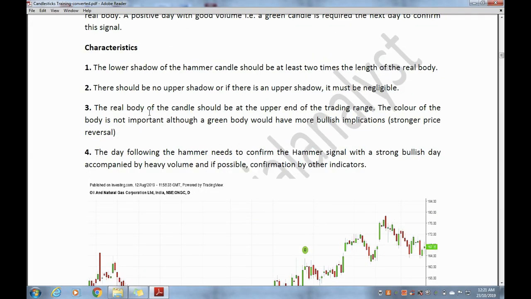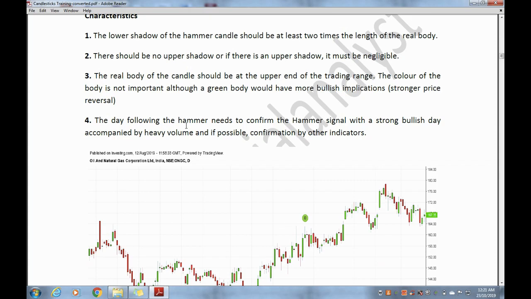The real body, the body of the candle, should be at the upper end of the trading range, because at the lower end of the trading range there will be a very long shadow, and the color will not be important, can be a green or can be red, it is not important. And a confirmation must be followed, that is, the next day should open higher or should give us a bullish day for confirming or enhancing our reversals.